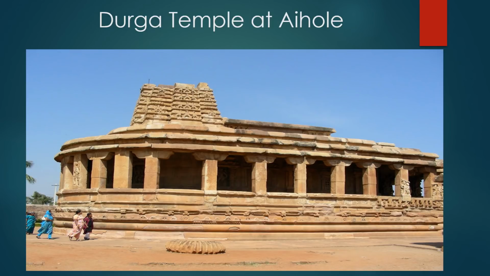It is an open pillared mandapa around the Garbhagriha. This is also a Gajaprishta type or U-shaped temple we have in the Chalukyan period within the complex of Aihole temples.